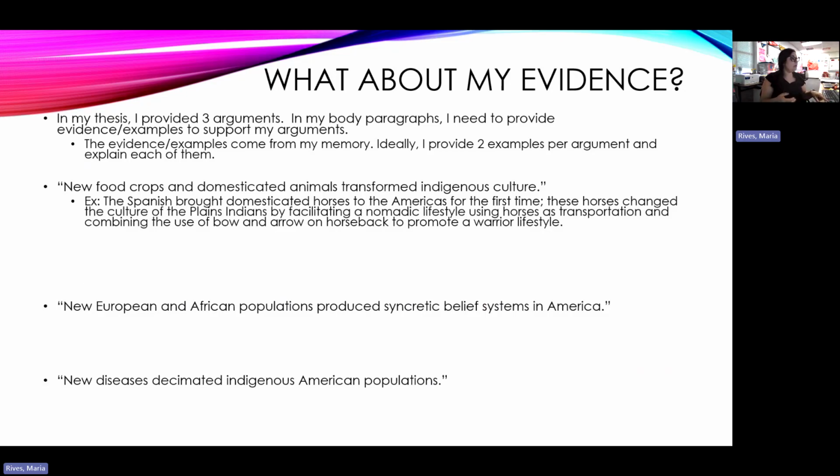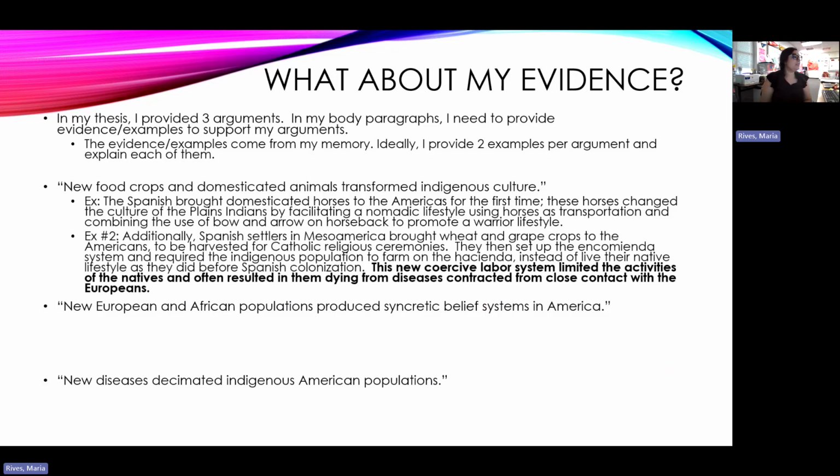I came up with a second one. This time I picked a food crop. Additionally, Spanish settlers in Mesoamerica brought wheat and grape crops to the Americas to be harvested for Catholic religious ceremonies. They then set up the encomienda system and required the natives to farm on the hacienda instead of live their native lifestyle as they did before Spanish colonization. This new coercive labor system limited the activities of the natives and often resulted in them dying from diseases contracted from close contact with the Europeans.